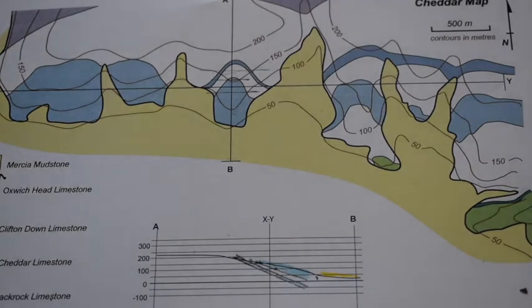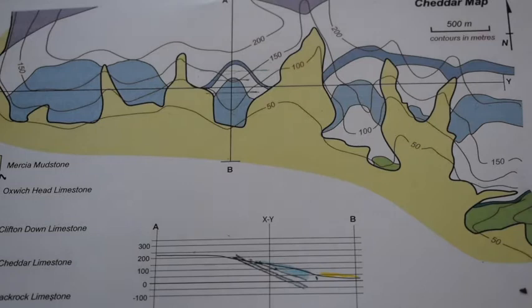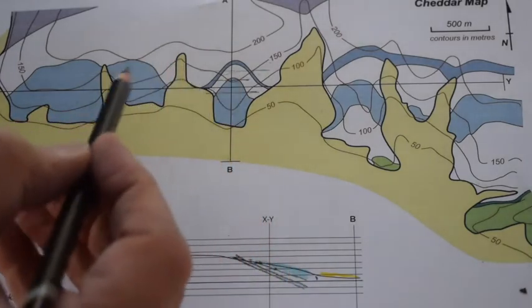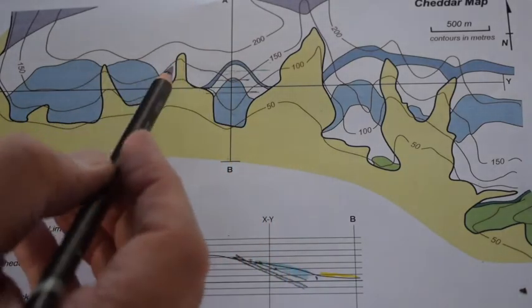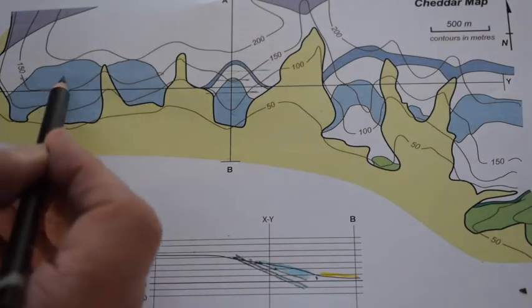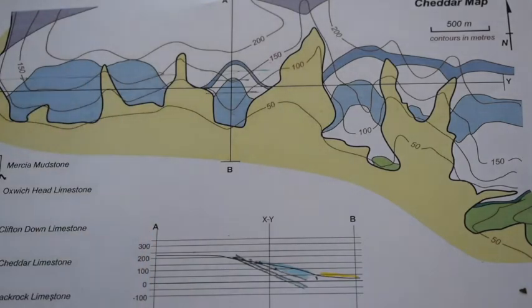So what have we learnt then about the rocks that underlie the Mercia mudstone? Well, they dip south, therefore they strike east-west, and we can just confirm that by looking over here, and we can draw some other structure contours that would come through here. There's the 150, so that would come through somewhere like that on the base of the Clifton Down limestone over in this part of the map.